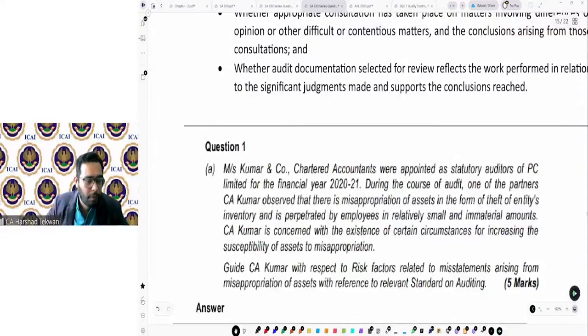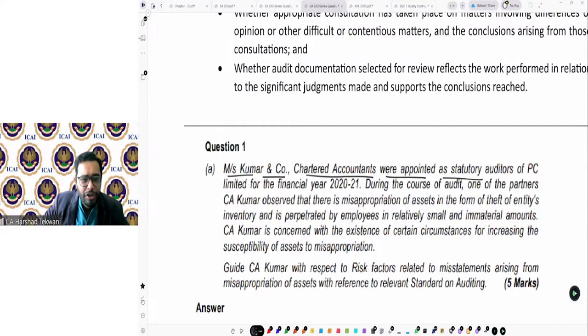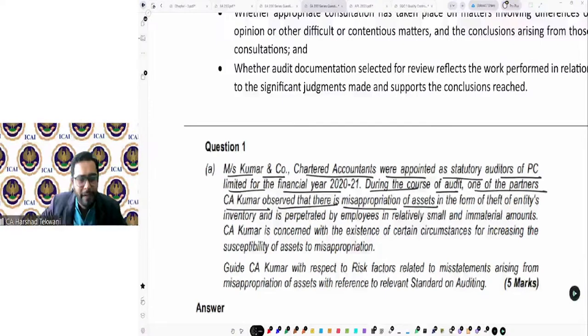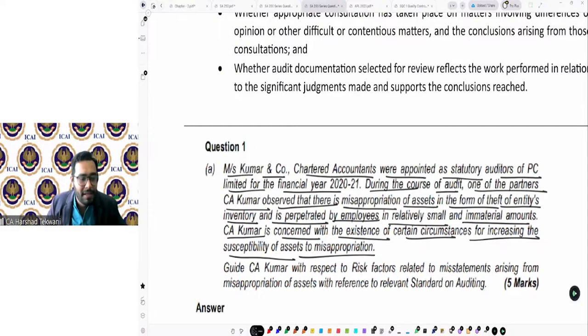Mrs. Kumar and Company, Chartered Accountants, were appointed as the statutory auditor of PC Limited for financial year 2021. During the course of audit, one of the partners, CA Kumar, observed that there is a misappropriation of assets in the form of theft of entities' inventory and is perpetrated by employees in a relatively small and immaterial amount. CA Kumar is concerned with the existence of certain circumstances for increasing the susceptibility of the assets to misappropriation. Guide CA Kumar with respect to the risk factors related to the misstatement arising from misappropriation of assets with reference to the relevant standards on auditing.